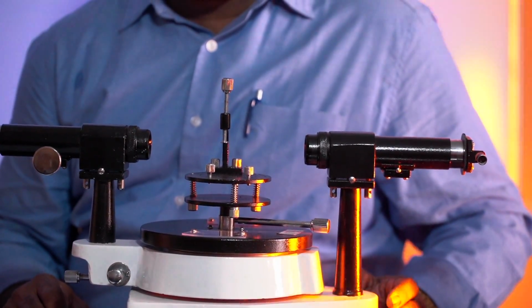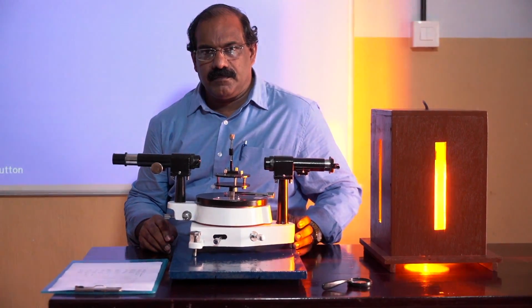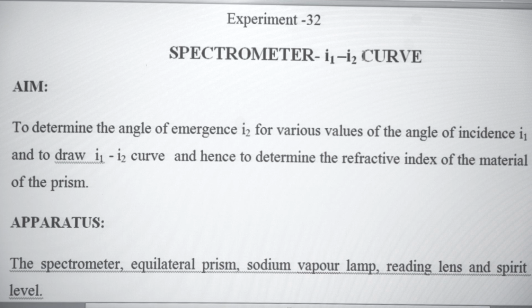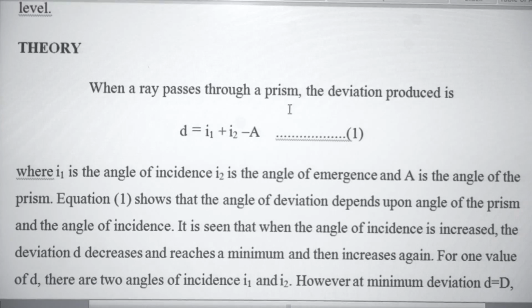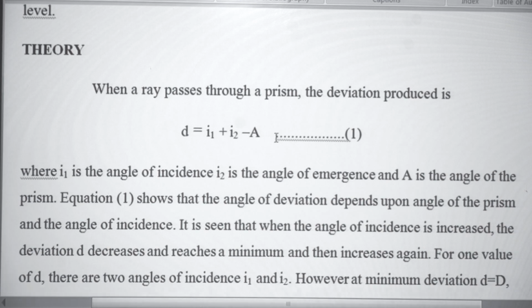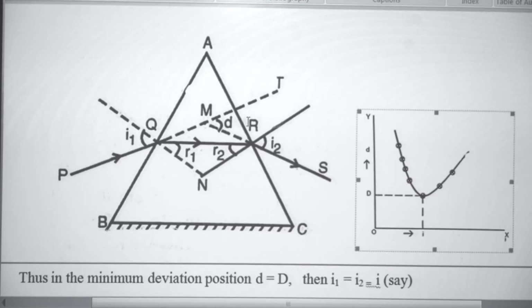Now let us see the theory of the experiment. Spectrometer I1 I2 curve. Our aim is to draw the I1 I2 curve, where I1 is the angle of incidence and I2 the angle of emergence. For a prism, when the ray is deviated, we have the equation: the deviation D is equal to I1 plus I2 minus A, where I1 is the angle of incidence, I2 the angle of emergence, and A is the angle of the prism. This is the condition that takes place.